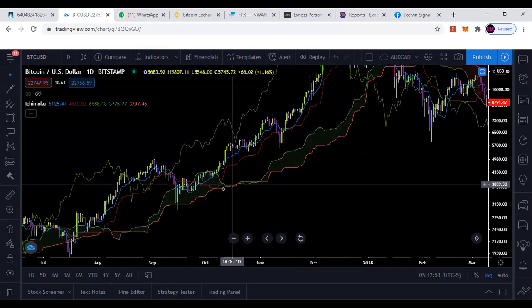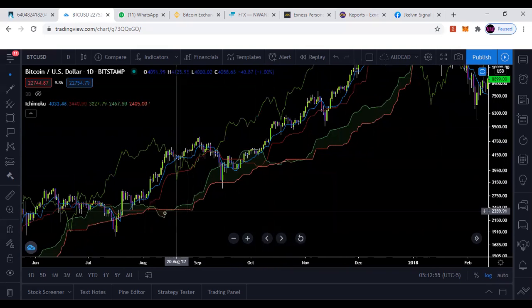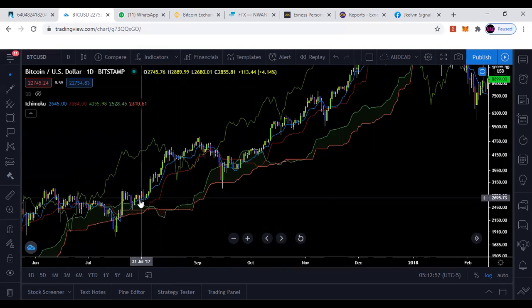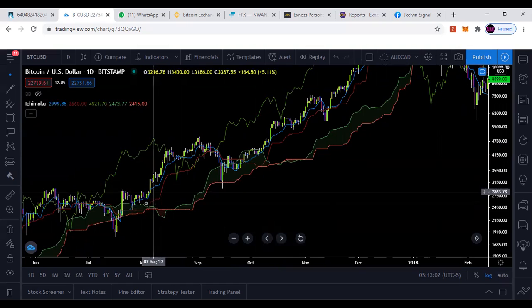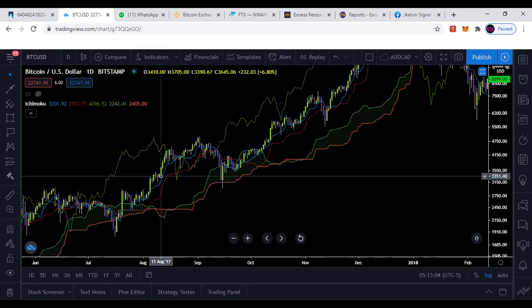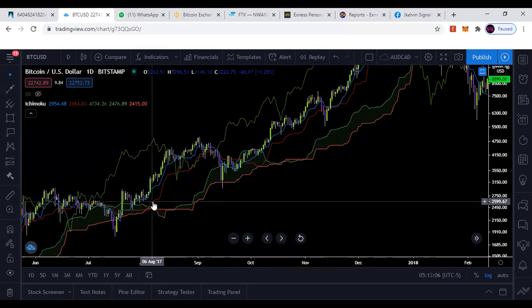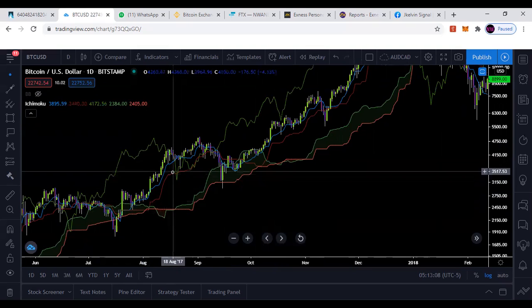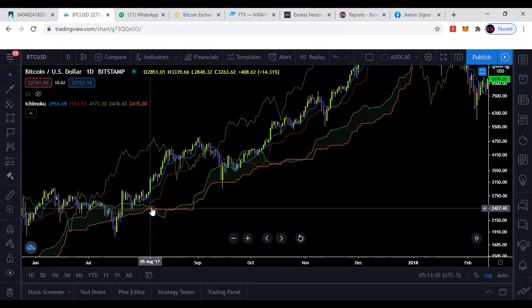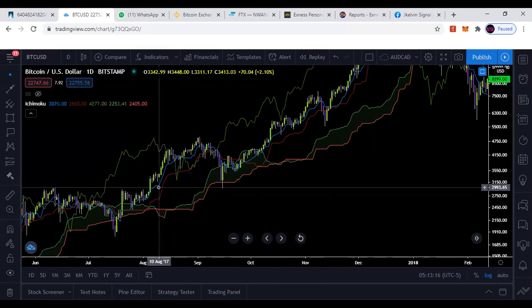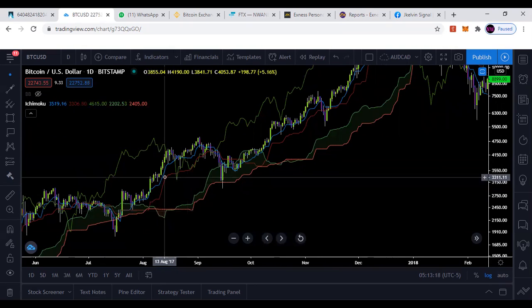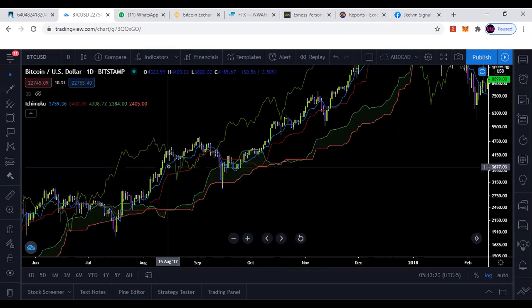What are those things? First thing you need to understand is the price here keeps bouncing on the blue EMA and the red EMA. The blue EMA here is called the Tenkan-sen, while the red EMA here is called the Kijun-sen. The red EMA is the slower moving average, while the blue EMA here is the fastest.